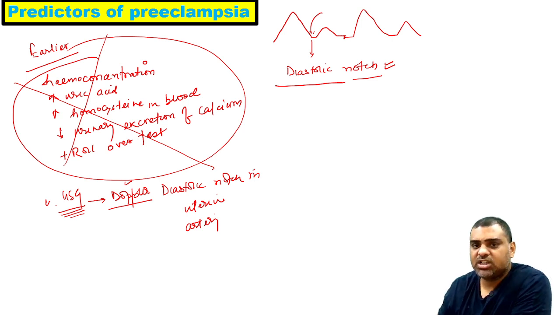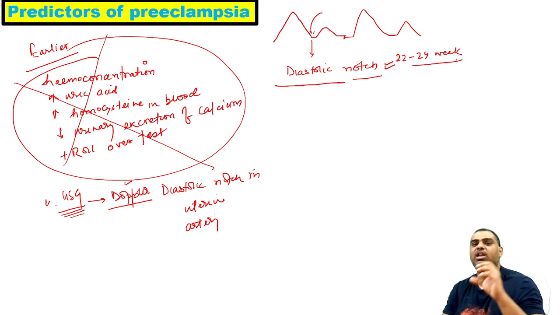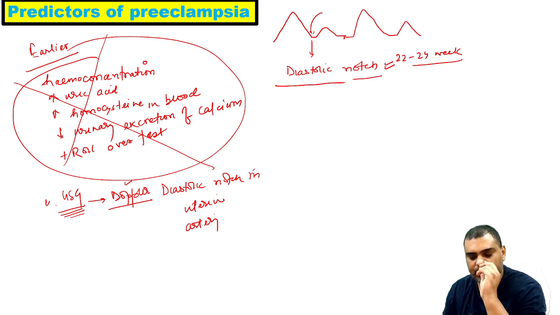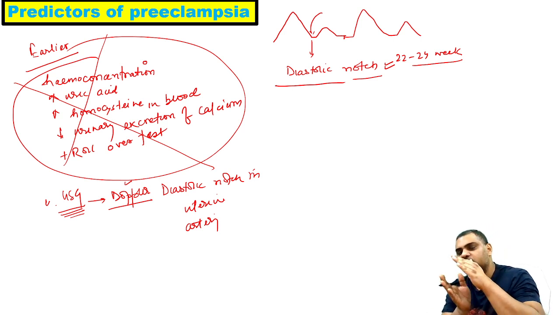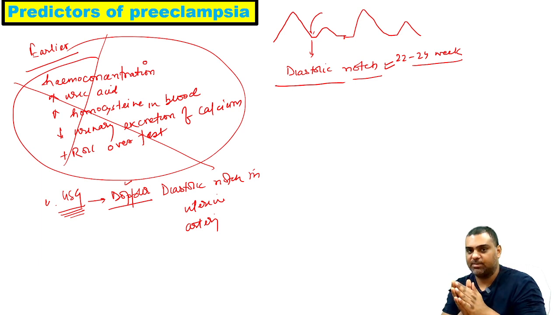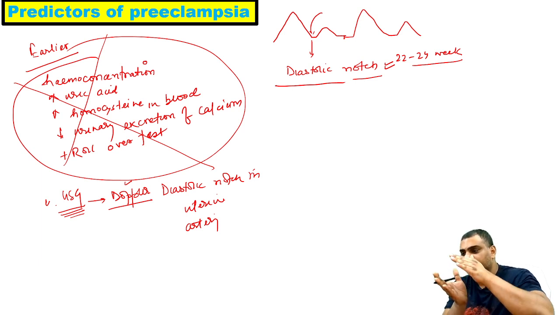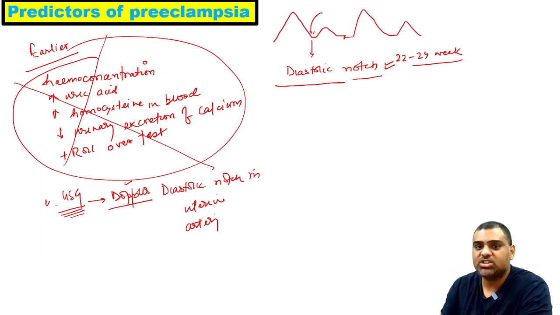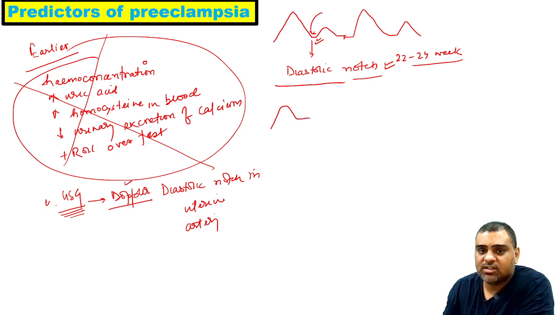This notch is initially present till 22 to 24 weeks. Why? Because initially the spiral arteries, I have told you, the decidua basalis, slowly increase their width and diameter. So more and more blood starts accumulating in them, and the pressure inside them decreases. So this notch that we are seeing is gone after some time, and it appears like this.